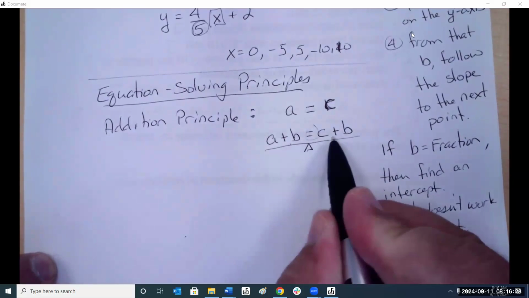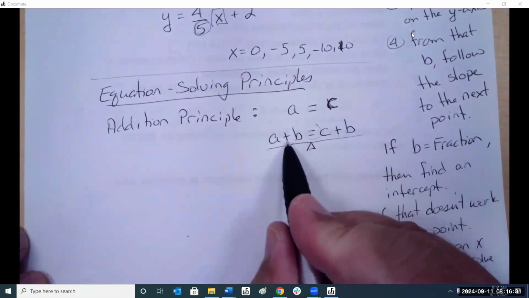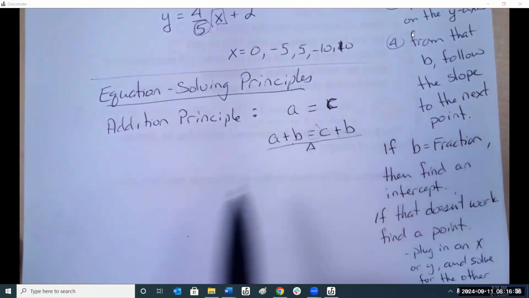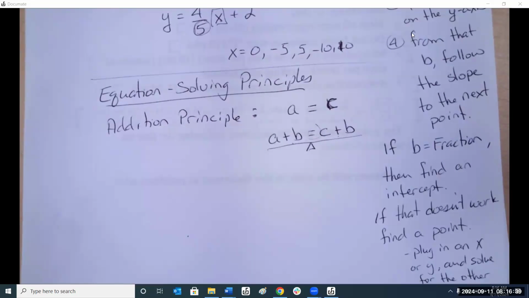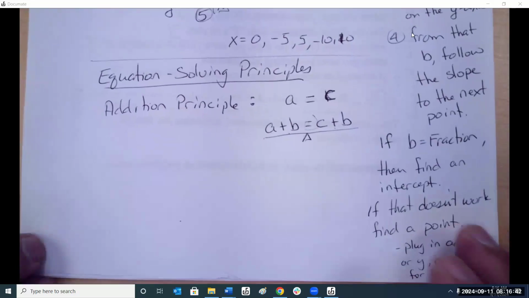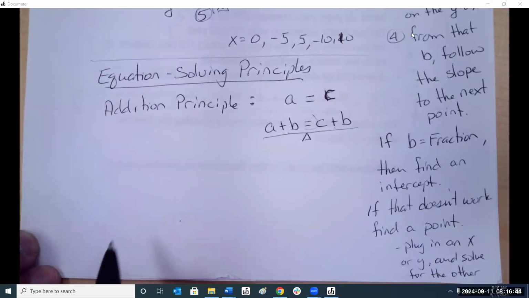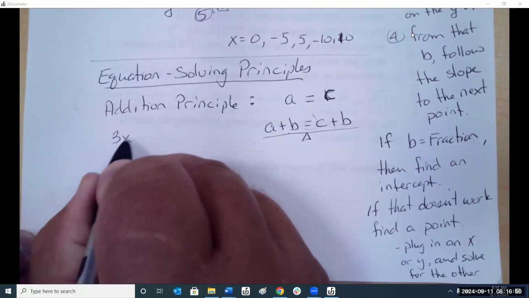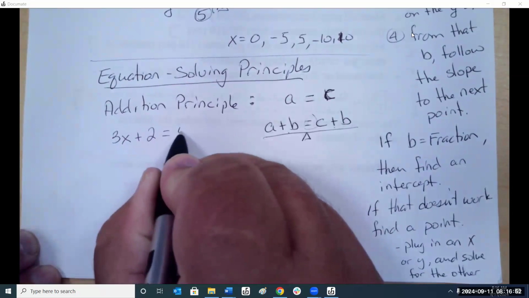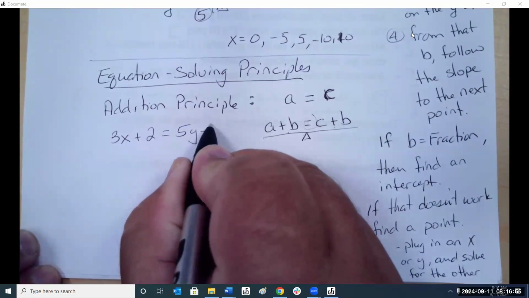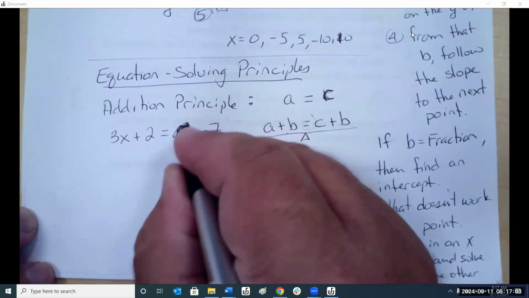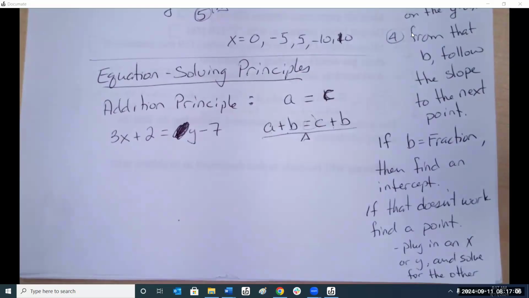But whatever you do to one side, you have to do the same thing to the other side. If I add to A, I have to add to C. If I subtract from A, I have to subtract from C. Now, why is that important? Let's say we had 3x plus 2 equals 5y minus 7. Well, no, let's make it y. We're solving for y.